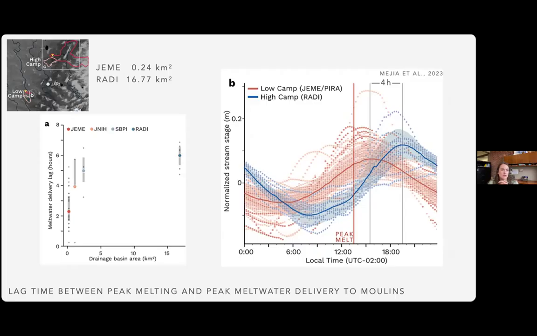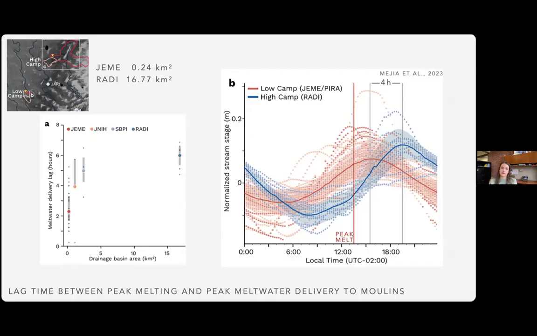This figure also shows some supplemental observations we took from two other intermediate catchments, one at low camp and one at high camp. On the left, I'm plotting meltwater delivery lag, the timing between peak melting and peak meltwater delivery or peak stream stage in each of those streams, versus drainage basin area. We can see this relationship where a larger catchment has longer lag times. And on the right-hand side, we can see all of our diurnal stream stage observations plotted on top of each other.